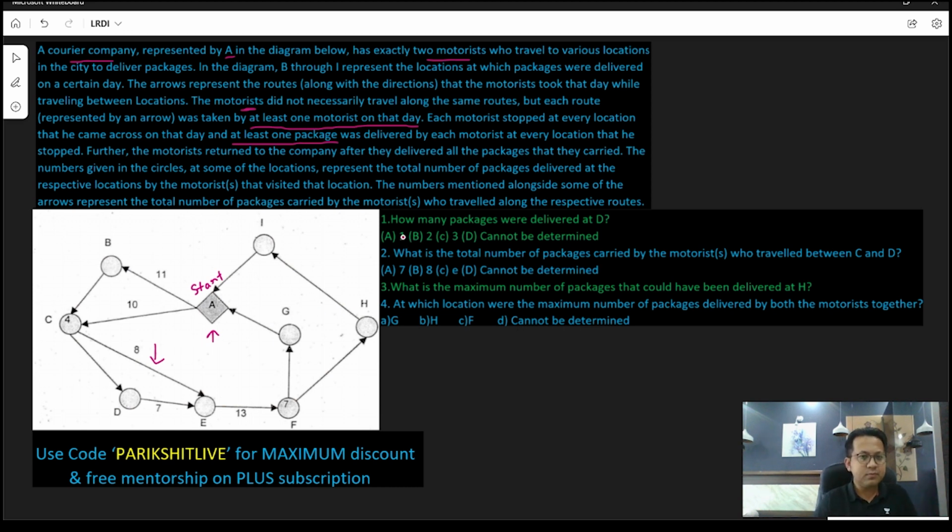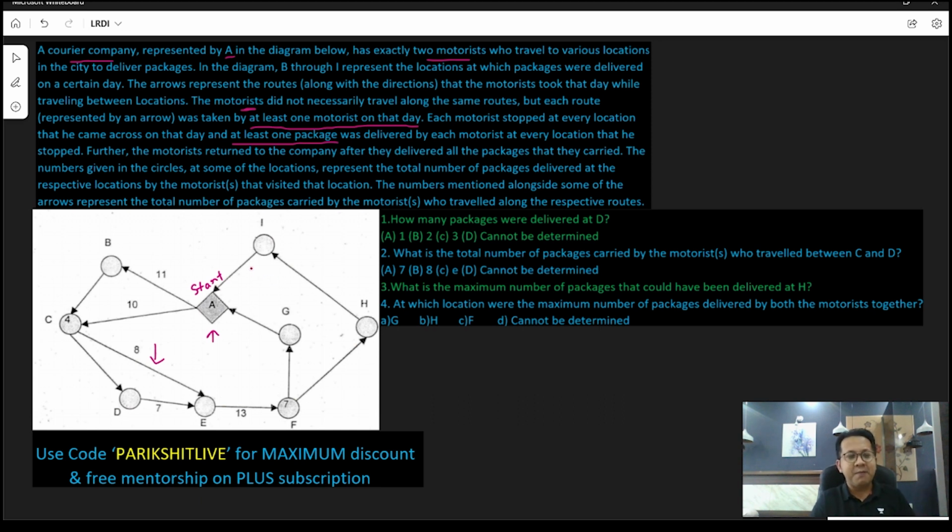Further, the motorists returned to the company after they delivered all the packages that they carried. So you start from A and finally you stop at A, because you come back to A, right?